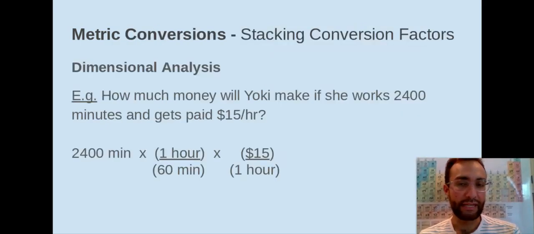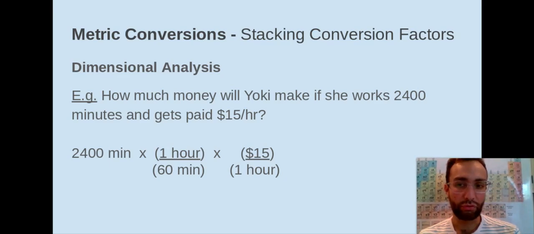So dimensional analysis can also be used for when we want to convert multiple times, so stacking a conversion factor, if you will. So in an example, it says, how much money will Yoki make if she works 2,400 minutes and gets paid $15 an hour? So the first thing you would have to do is convert your minutes to hours and then do a proportion to get how much money she would make. So we can do this by stacking conversion factors.